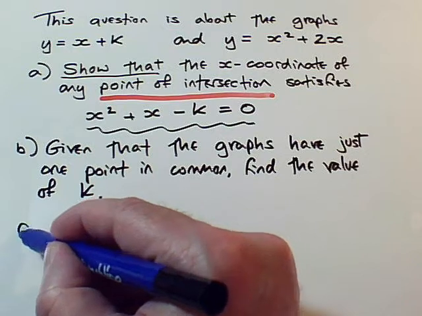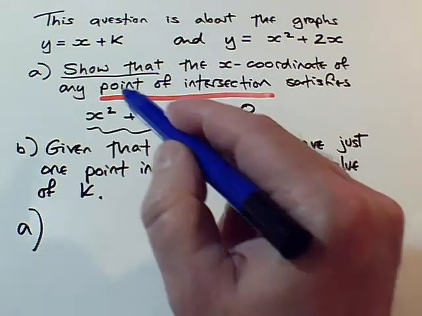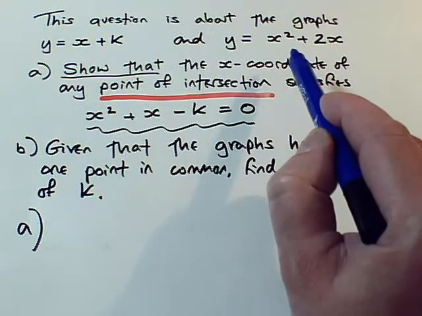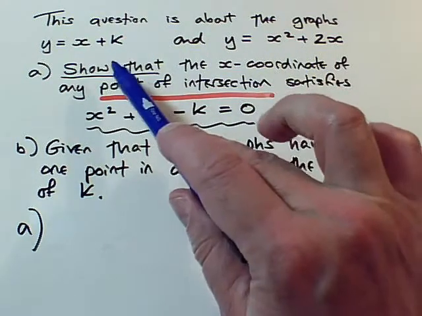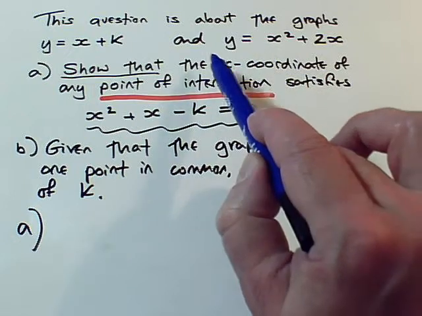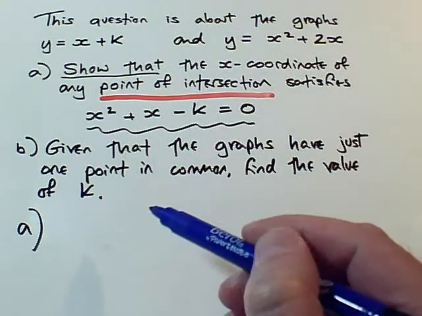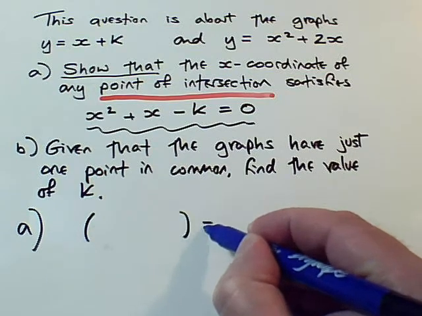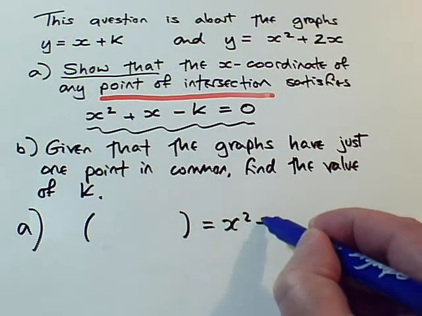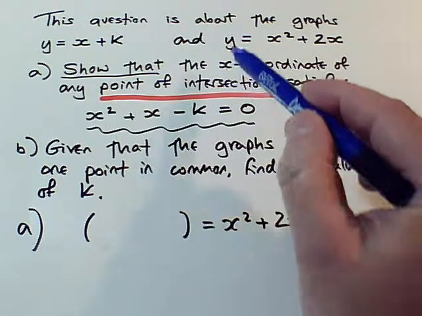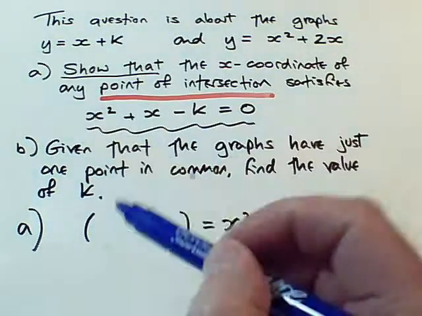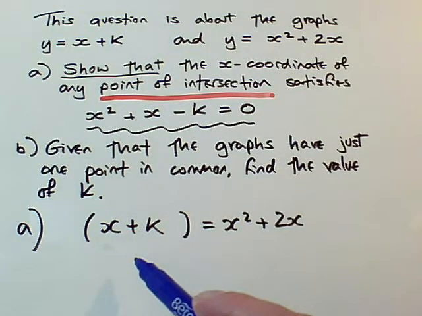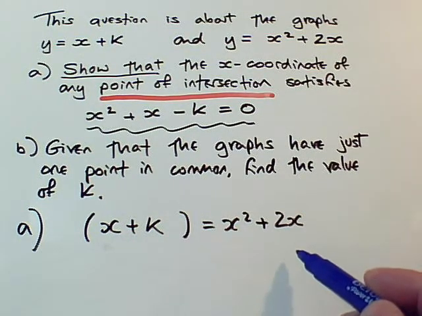So my answer for part A, we'll start it here, involves taking the two equations, and we know that to solve these simultaneously I substitute one into the other. So let's substitute the first one into the second one. So we'll copy out the second equation, but I'm going to substitute in for y, so I'm going to have a bracket for y equals x squared plus 2x. What am I going to change this y into? Well, the first equation tells me that y equals x plus k. So I've got x plus k equals x squared plus 2x.